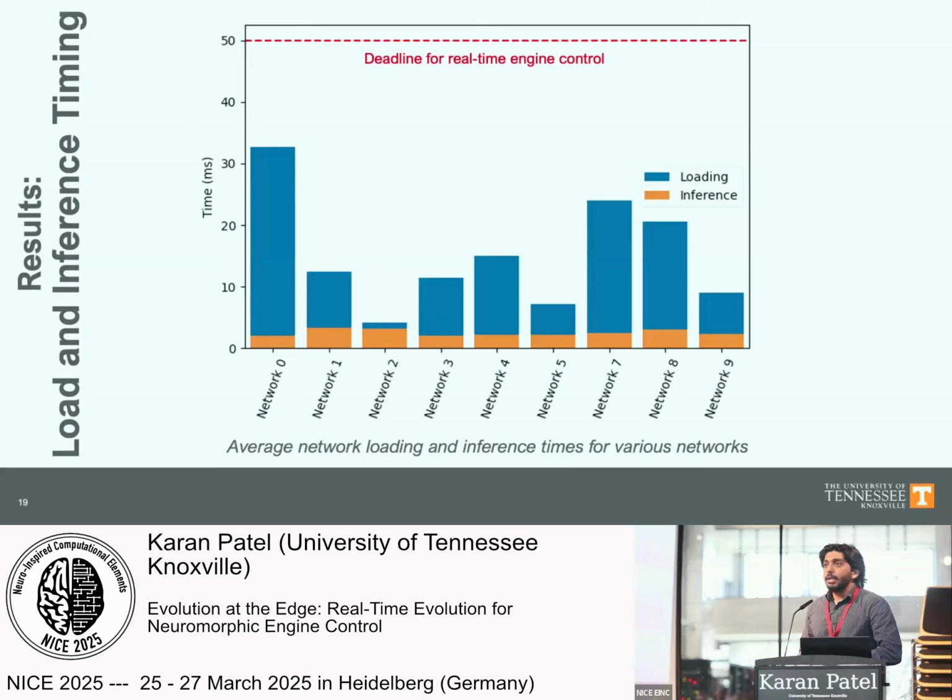Loading times, on the other hand, depend on the size of the network and usually take around 5 to 30 milliseconds. And although the loading times take significantly longer than the inference times, they're still well below the 50 millisecond deadline used for real-time engine control. And this threshold is showcased by the dotted red line here.